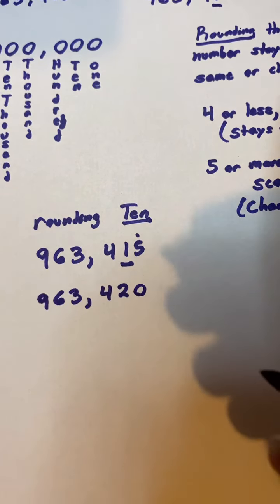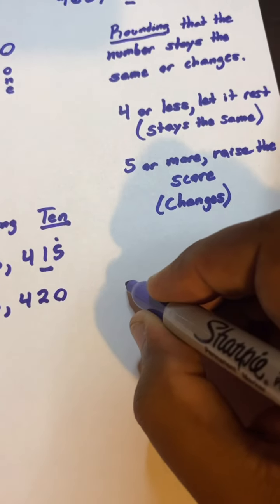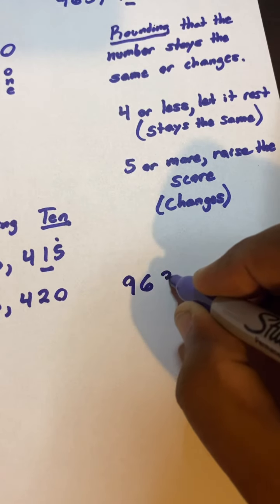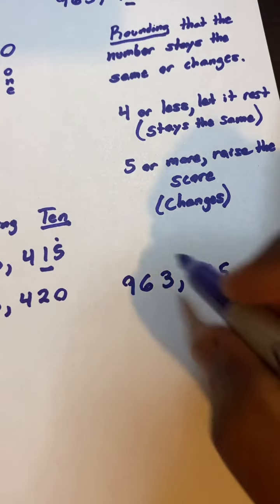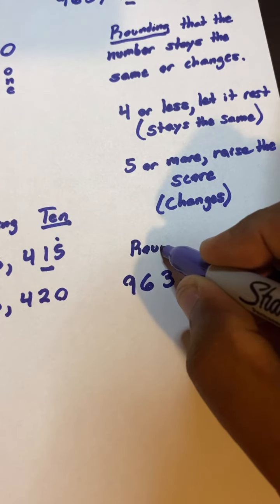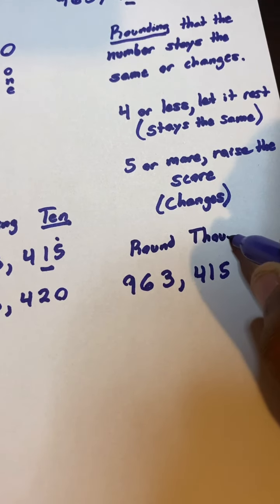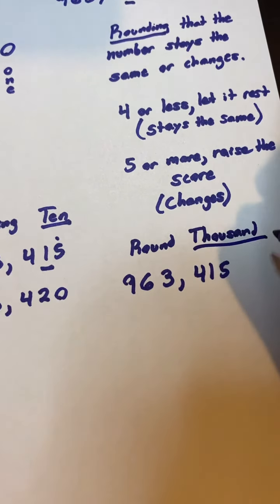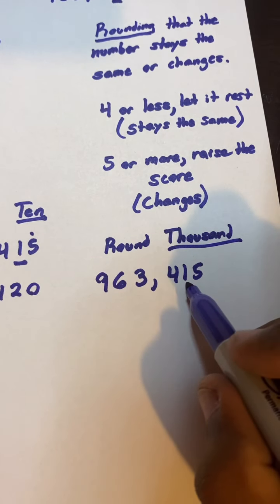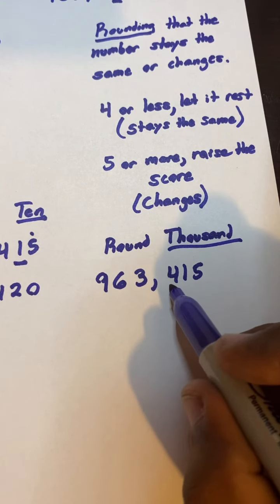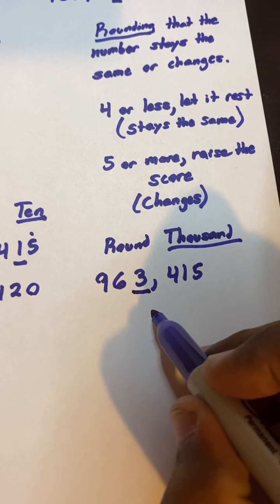Now, let's say you still don't get it. It's okay. We'll use the same number and we'll round it to a different one. So let's do 963,415. And we're going to round to the nearest, let's say, 1,000. We know this 5 is in the ones place. We know this 1 is in the tens place. We know this 4 is the hundreds place. And we know this 3 is the thousands place. So this is the number we are rounding.